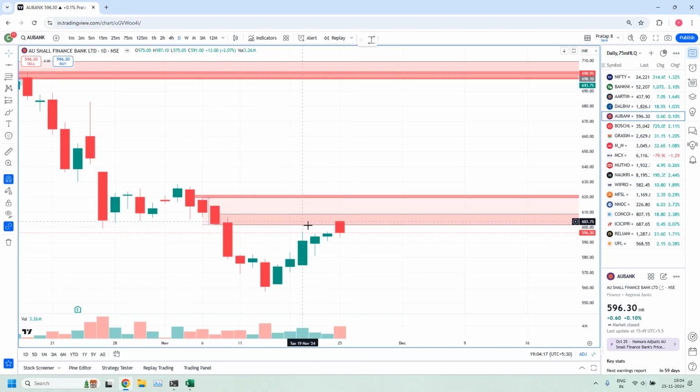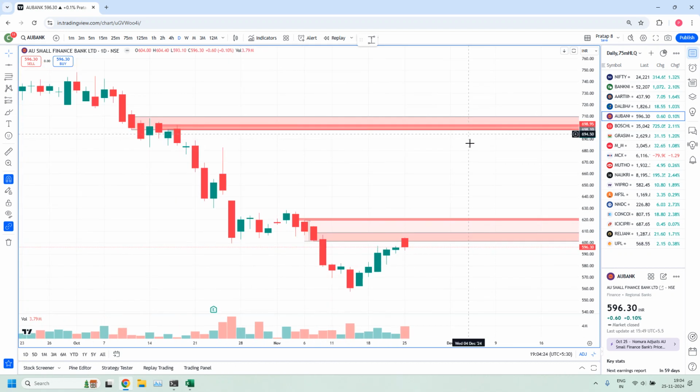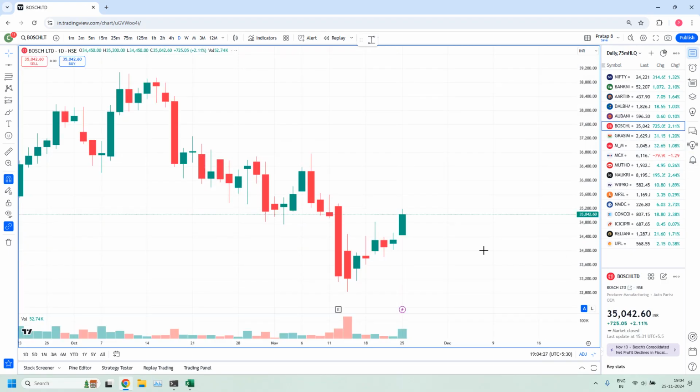This 15-minute zone does not have a proper fine-tuned zone. That's why it is limited to 15 minutes. I already explained this in the earlier videos. Please refer to that video. And Bosch.